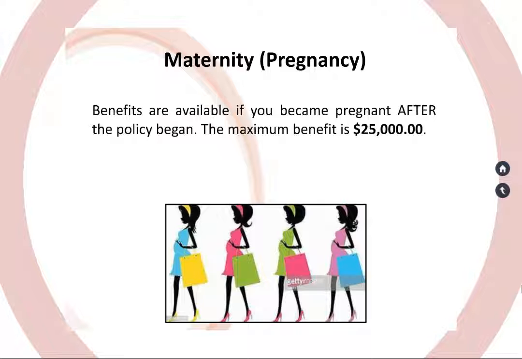Maternity or pregnancy is a covered benefit under the plan up to $25,000, as long as the time you became pregnant was after your coverage under the policy started. If you are pregnant now, the plan will not cover any treatment for the pregnancy, including delivery of the baby.